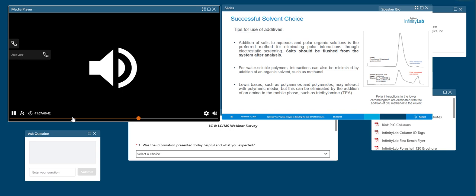A couple tips relating to the use of additives for either organic or aqueous SEC. Addition of salts might be required to aqueous and polar organics. It's the preferred method for eliminating polar interactions through electrostatic screening. Just remember, salts should be flushed from your system after the analysis. For water-soluble polymers, interactions can also be minimized by the addition of an organic solvent, such as methanol. Loose bases, such as polyamines or polyamides, may interact with polymeric media, but this can be eliminated by the addition of an amine to the mobile phase, such as triethylamine.